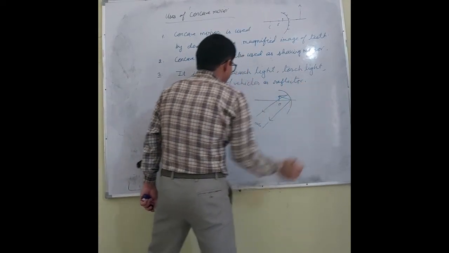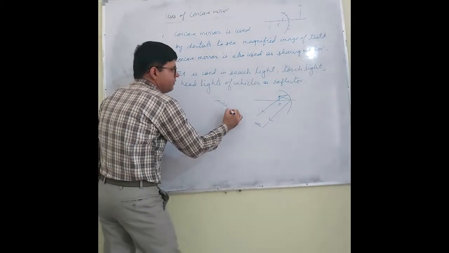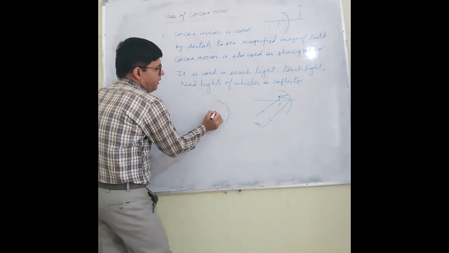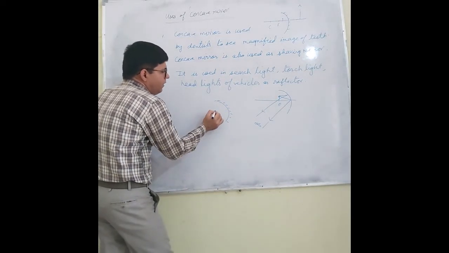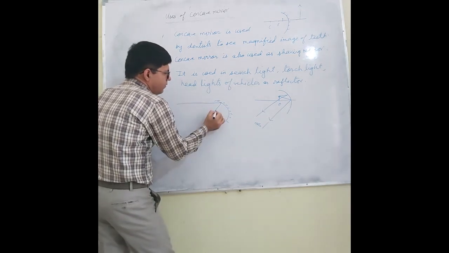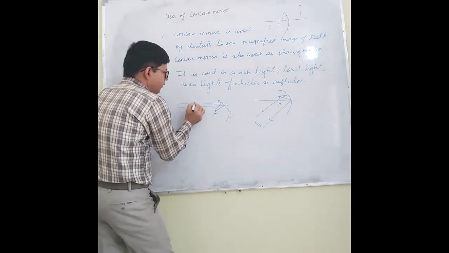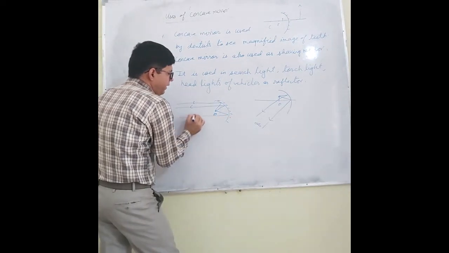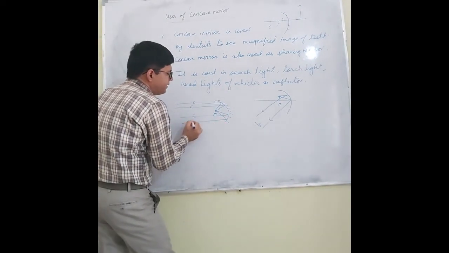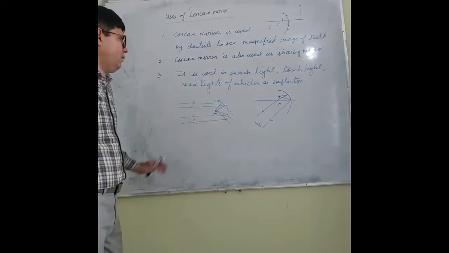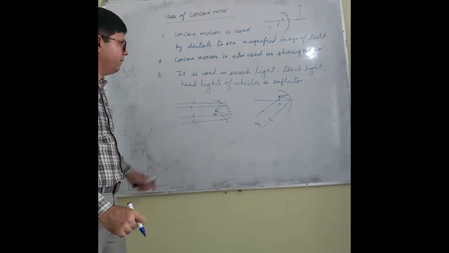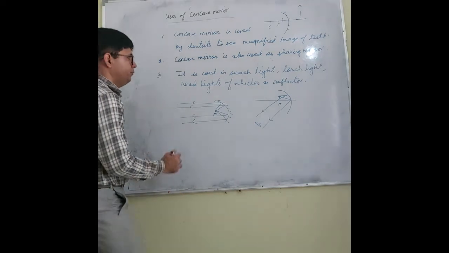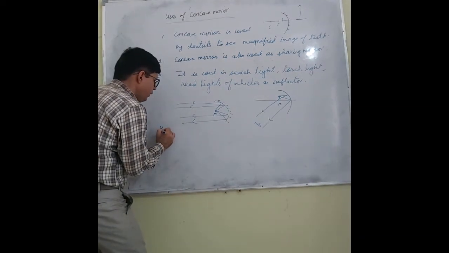Now, how can we achieve this? Let us say this is the reflector. If I fit the bulb at the position of the focus, what will happen? The rays of light will move parallel to one another and they will cover a large distance. So we can see a large distance in the night, right?